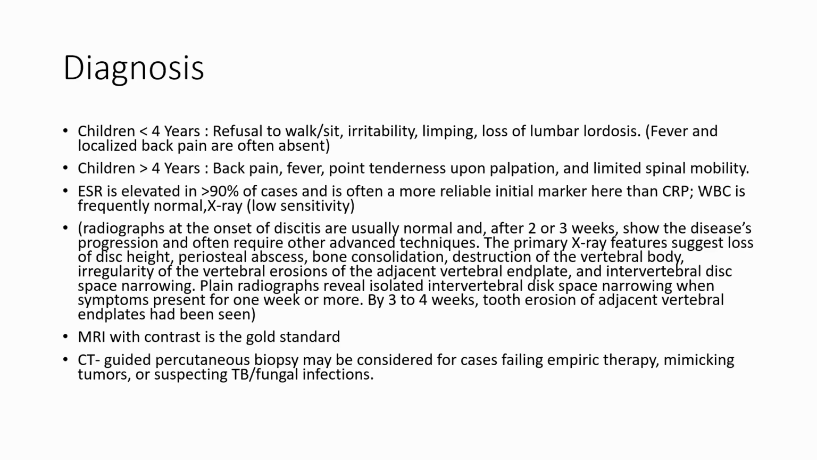The ESR is elevated in more than 90% of cases and is often a more reliable initial marker than CRP, and WBC is usually normal. The radiographs at the onset of discitis are usually normal, and after 2 to 3 weeks they show the disease progression and often require other advanced techniques. The primary X-ray features show loss of disc height, periosteal abscess, or bone consolidation, and later they show destruction of the vertebral body and irregularity of the vertebral erosions. Plain X-rays reveal isolated intervertebral disc space narrowing when symptoms are present for 1 week or more.